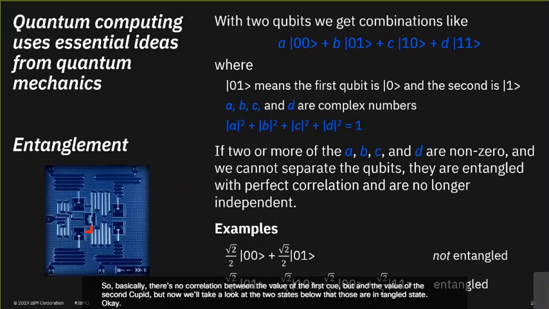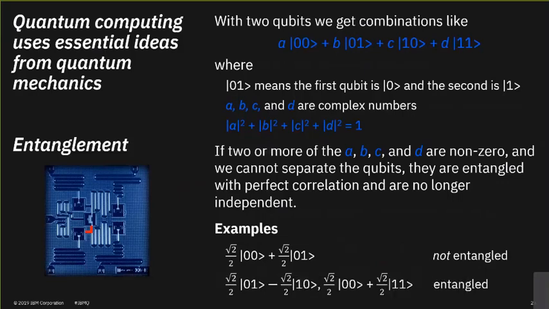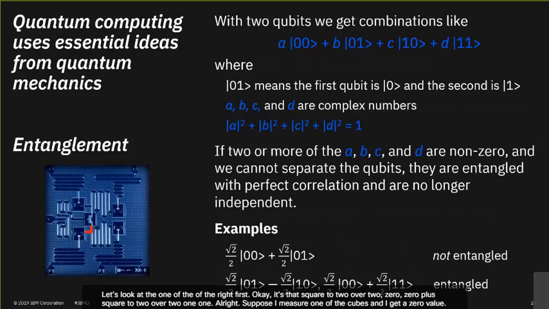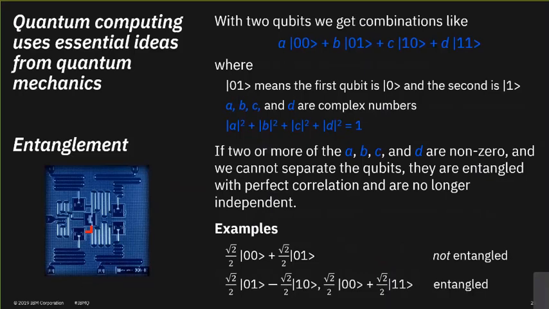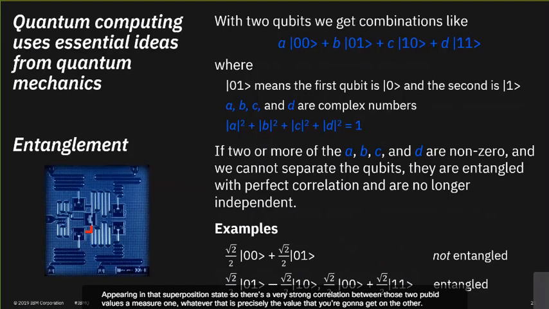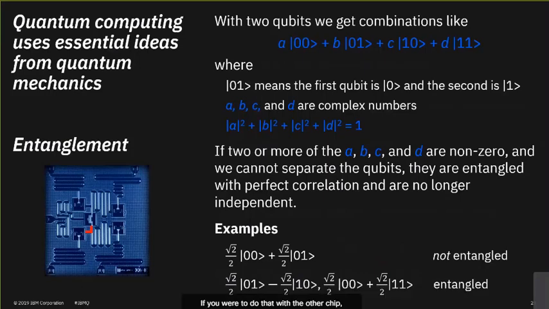But now take a look at the 2 states below that. Those are entangled states. Let's look at the one on the right first. It's square root of 2 over 2 times 0,0, plus square root of 2 over 2 times 1,1. Suppose I measure one of the qubits and I get a 0 value. Then the other qubit has to be a 0 as well. If I had measured a 1, then I would have had to measure the other qubit as a 1 as well, because there's no combination of a 1,0 appearing in that superposition state. So there's a very strong correlation between those 2 qubit values. Whatever value you get on one is precisely the value you're going to get on the other.